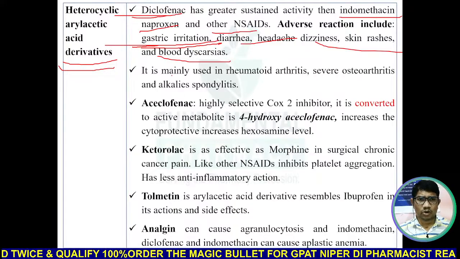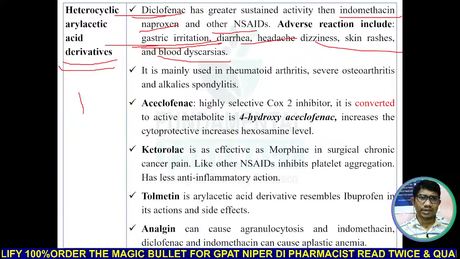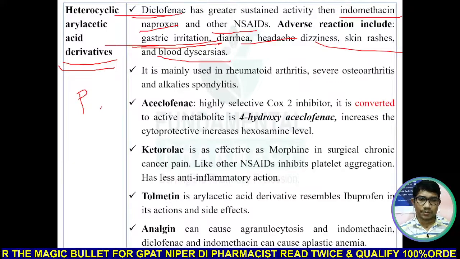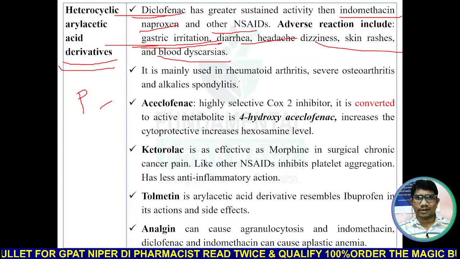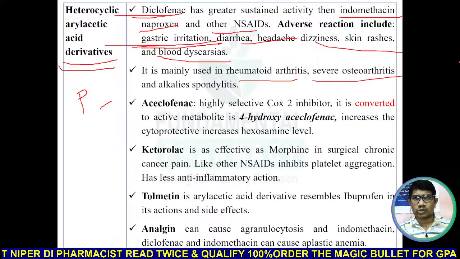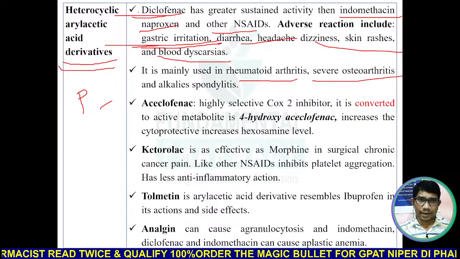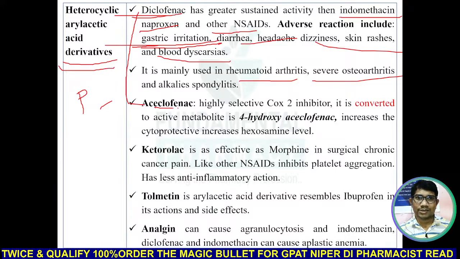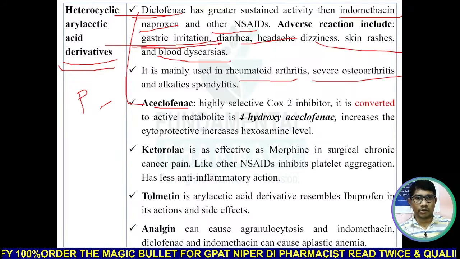Diclofenac is a preferential COX-2 inhibitor. इसको क्या बोलेंगे अपन? Preferential COX-2 inhibitor. We have already seen in the classification preferential COX-2 inhibitor. इसके ऊपर भी क्वेश्चन GPAT 2022 में आ चुका है. Now it is mainly used in the treatment of rheumatoid arthritis, joint pain. Rheumatoid arthritis means joint pain, severe osteoarthritis and ankylosing spondylitis. Now diclofenac का ही छोटा ब्रदर है, छोटा भाई है, कौन है भाई? Aceclofenac. Now this aceclofenac is a congener, you can say, or it is a derivative of diclofenac.